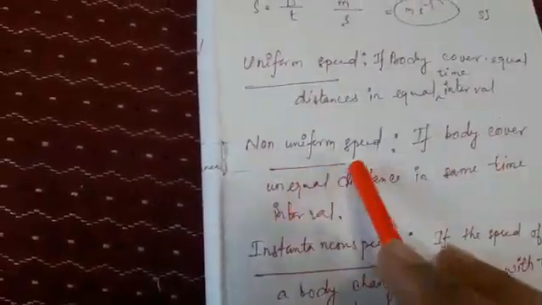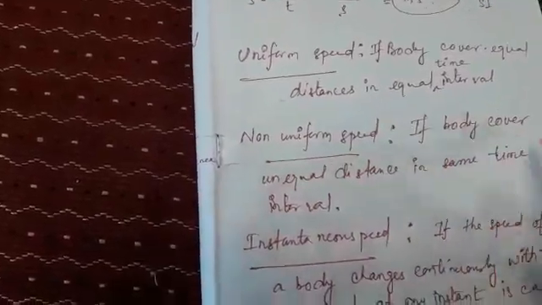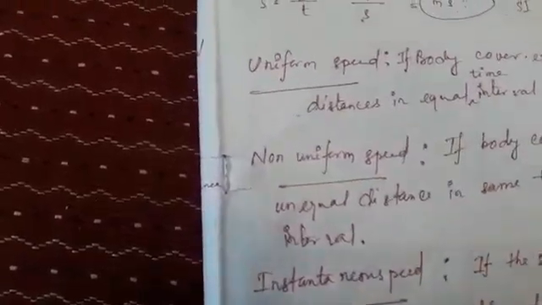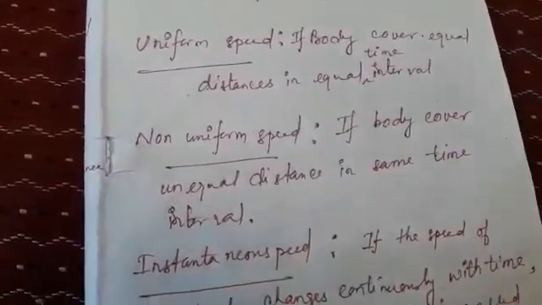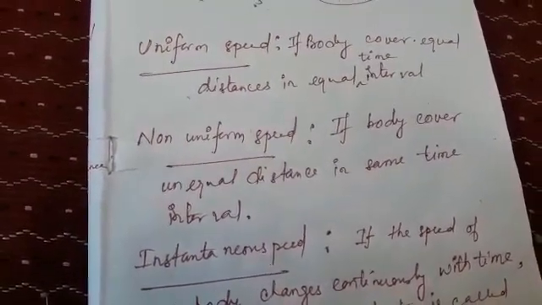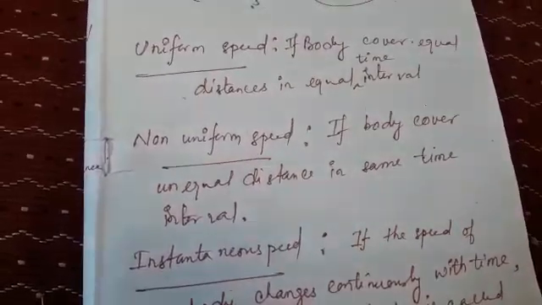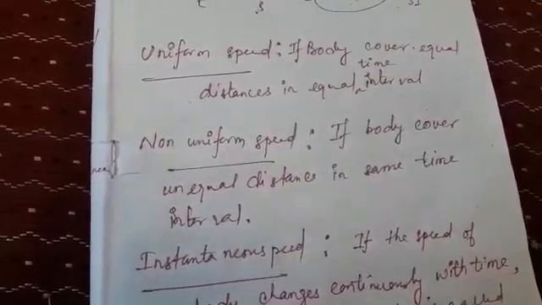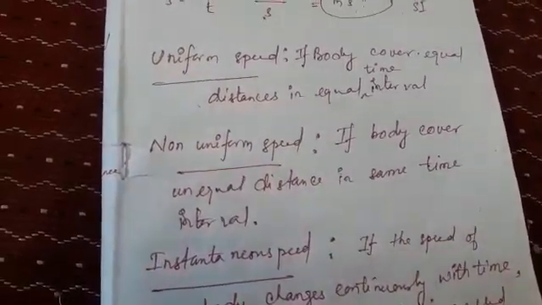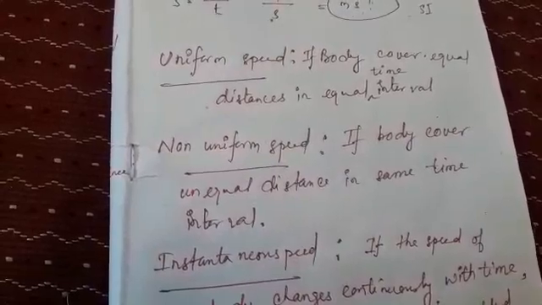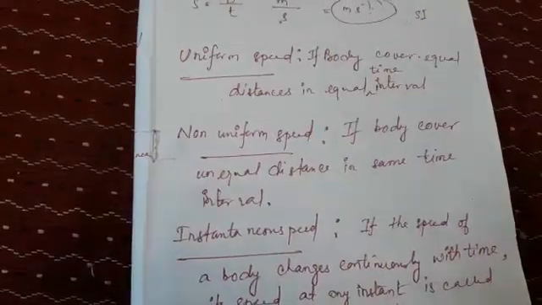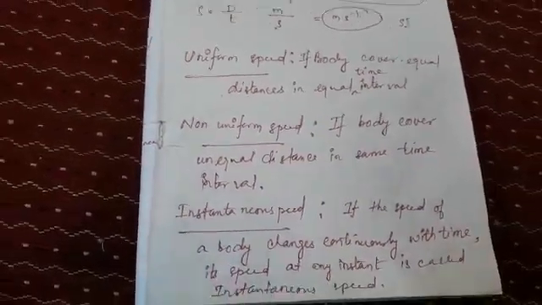Next is non-uniform speed. So if a body covers unequal distances in same time intervals, for instance we are keeping time interval fixed, say 5 minutes. So in 5 minutes once the body covered 10 kilometer, now in the next 5 minutes the body covered 5 kilometer, and in the next 5 minutes it covers say 7 kilometer. So the distance is varying in fixed 5 minute intervals. So that is non-uniform speed the body is covering.